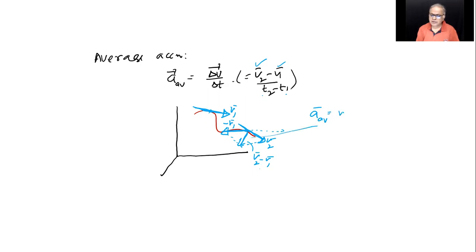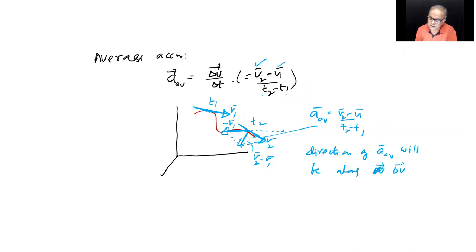Yes, sir. So, the average acceleration is like this. This is V2 minus V1 by T2 minus T1. At time T1, this is at time T2. Why did I show this in so many details? I'll tell you. This direction of average acceleration will be where? Tell me. Along delta V, basically. It need not be either along V2 or V1. Try to understand.